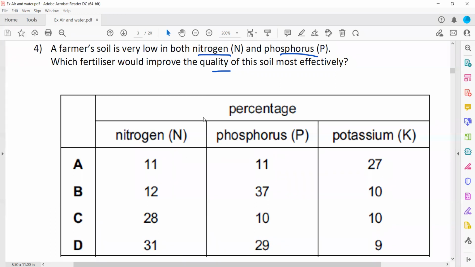When we check B, it has more phosphorus but less nitrogen. But we want both of them, so we need more nitrogen and we need more phosphorus. We don't bother about potassium because the question did not mention that it is low in potassium. So the best to provide nitrogen and phosphorus is D. If I ask which is best to provide potassium, it will be A. Which is best to provide phosphorus? That is B. Which is best to provide nitrogen? That is C. And which is best to provide both nitrogen and phosphorus? That is D. So that's why D is the right answer.